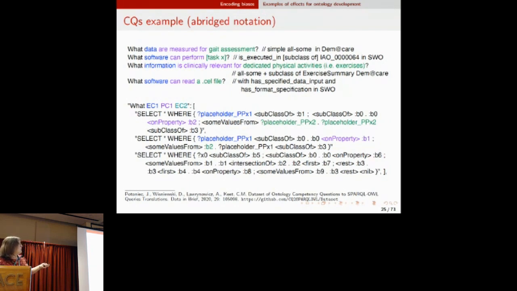So "what data are measured for gait assessment" is just a simple all-some construct that we saw. And there you have this nice one-to-one mapping that we saw on the previous slide. The other three, no, they're doing it differently, even though our competency question has the exact same pattern. The second and third ones are from the software ontology. You have your binary relation, also with the all-some and the all-some, but here the task X and the dedicated physical activities, i.e. exercises, actually had to query for a superclass in the hierarchy rather than a simple all-some construct.